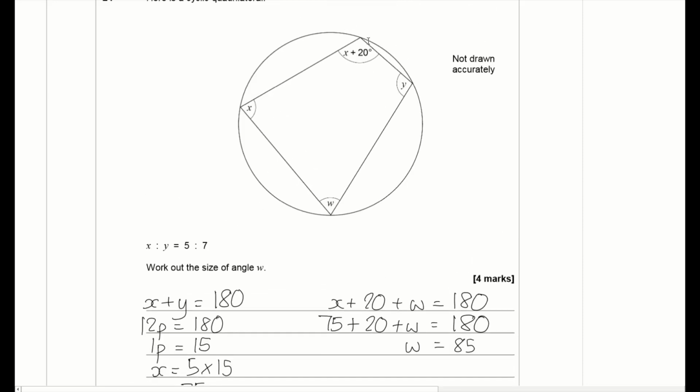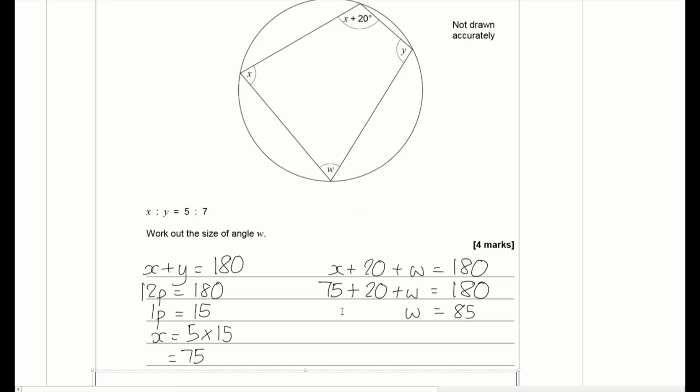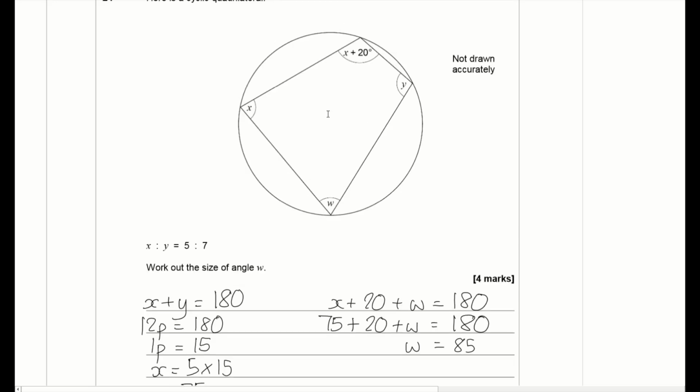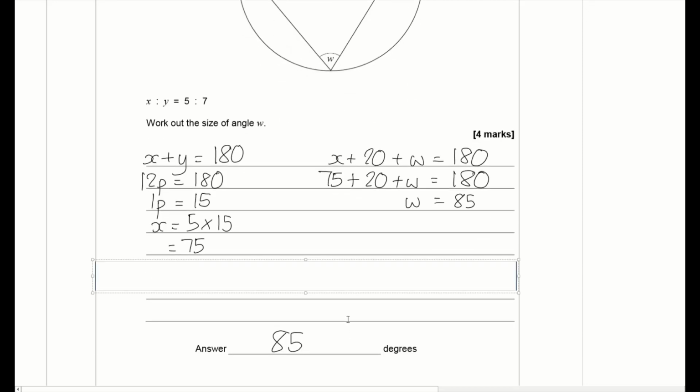Now that we've got x, we can substitute it into this angle here and the relation between this w here to obtain the value for w. x plus 20 plus w will equal 180, but x is 75 as previously calculated. 75 plus 20 plus w is 180. These two sum to 95, and if you subtract that from both sides, you'll get w equals 85, which is the correct answer there. So it's just about dividing a ratio and knowing opposite angles in a cyclic quadrilateral add up to 180. Correct answer is 85 degrees.